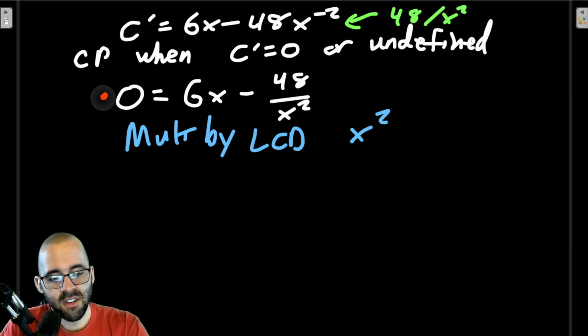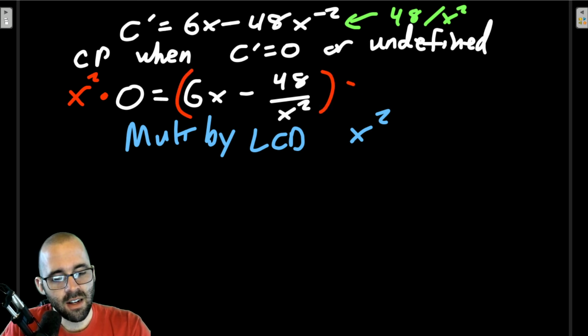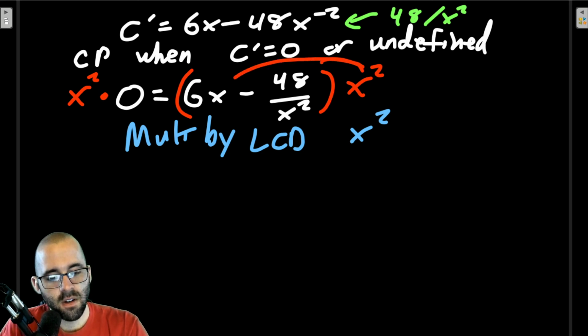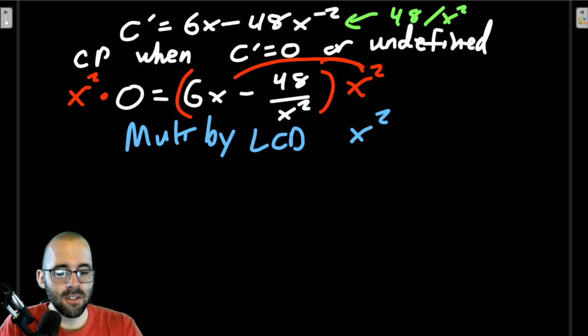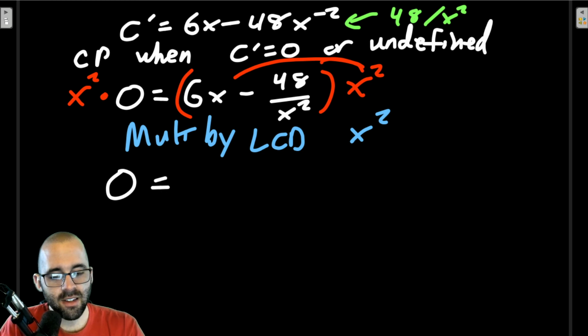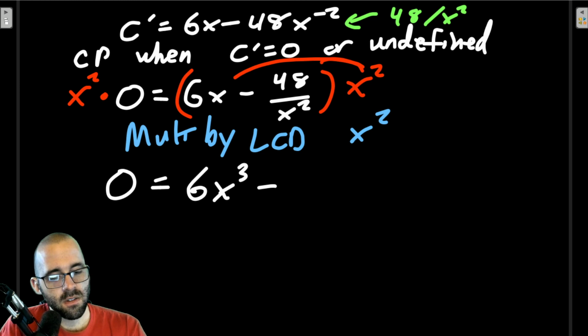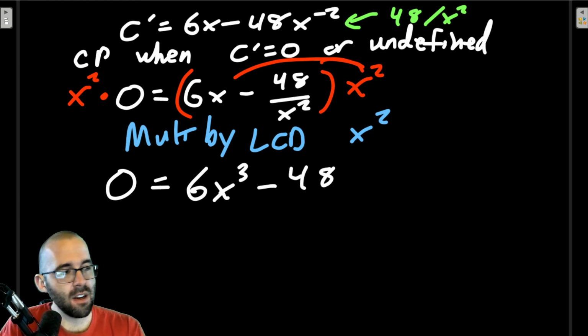We're going to multiply the left-hand side by x squared, and we're going to multiply the right-hand side by x squared. We'll have to distribute. Left-hand side, 0 times x squared, that's just 0. I like that multiplication. First part of the right-hand side is 6x times x squared, that's 6x cubed. The other one, x squared divided by x squared cancels out. We're just left with that 48.